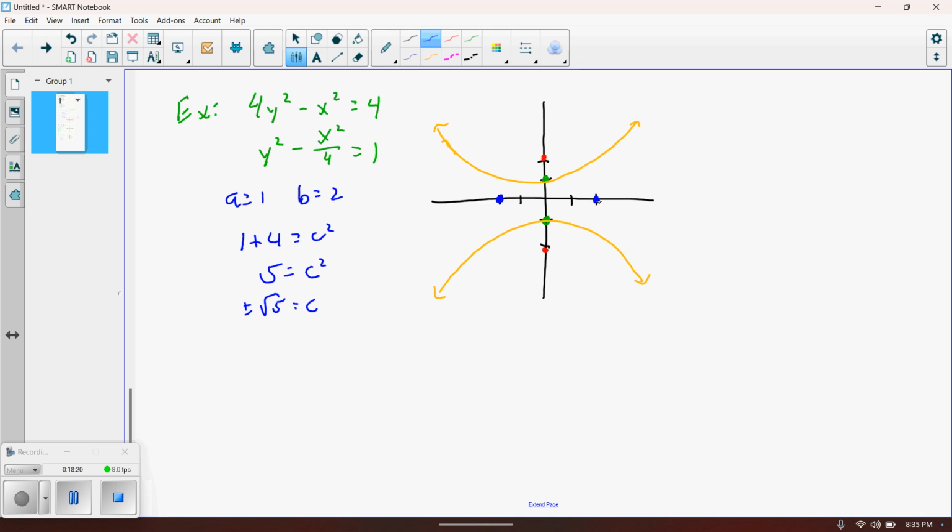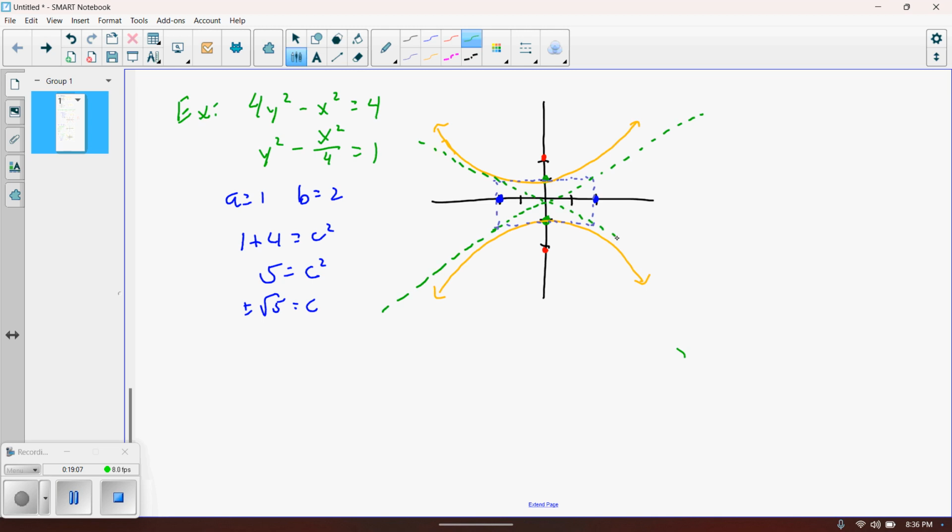So now what that does is it gives us a way to create a box. The box is going to go through the b values and the a values. So basically think of making a horizontal line through a on the top and the bottom, and then a vertical line through b, and it basically creates a nice little box. And the reason that's important is because your asymptotes are going to go through the corners of the box. I'll try and put this in green here. So your asymptotes are going to go right through the corners of the box.